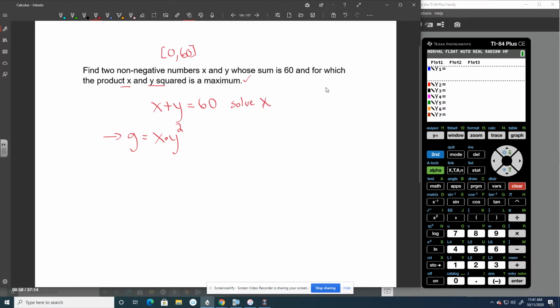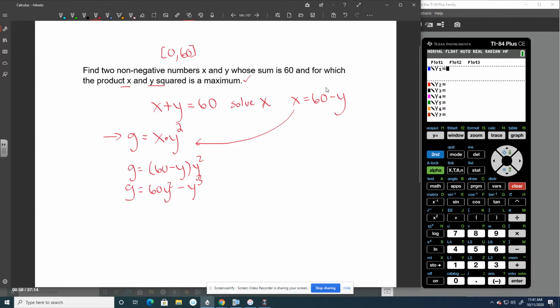So I'm going to choose to solve for x, just because that's going to plug in a little bit easier. To solve for x, I minus y from both sides, so I just get 60 minus y. That becomes my x value. And then I'm going to plug that in for x. So my g function becomes 60 minus y multiplied by y squared. When I distribute that, I get 60y squared minus y cubed. That's not too bad of a function, I can work with that.